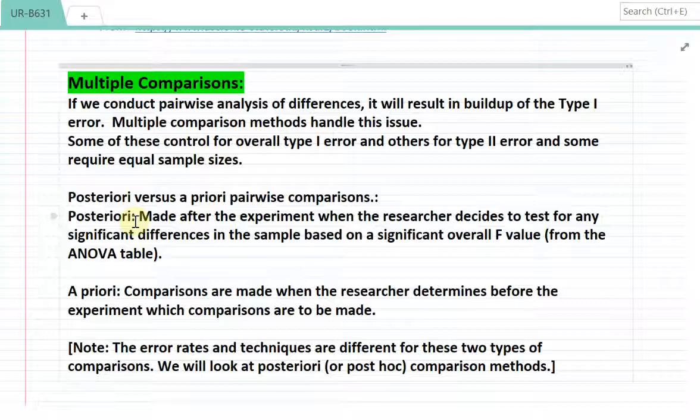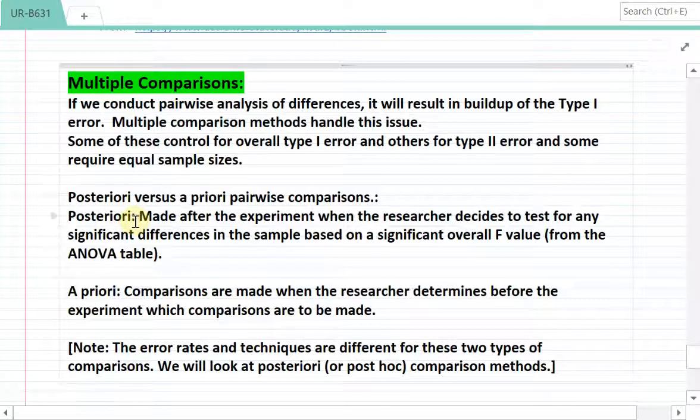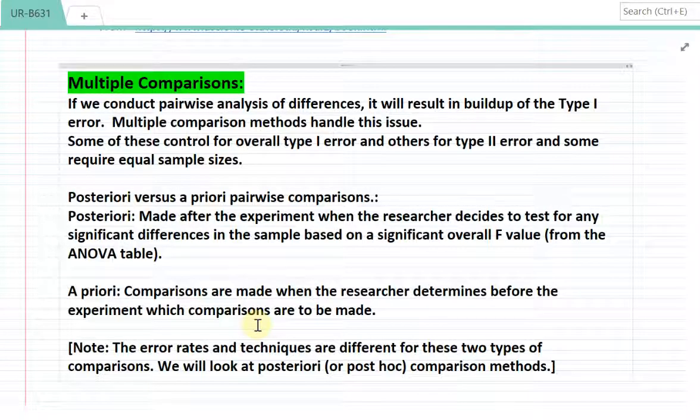If you ever do this for your research or your work, most likely you will do a posteriori. With a priori, the comparisons are determined by the researcher before the experiment. Like you say, I want to check out machine 1 versus machine 4. That's really what I want to do, so let's do this experiment. You already know ahead of time what you want to do. So those are just 2 different ways of comparing.